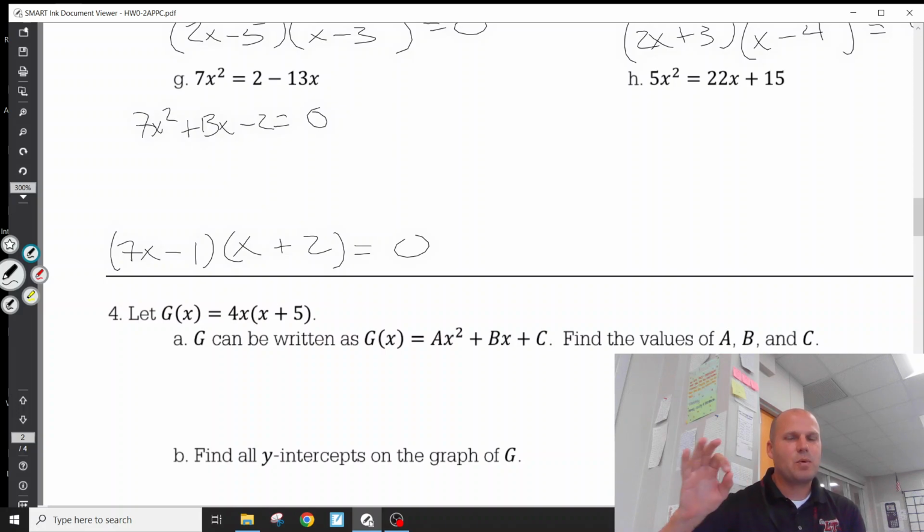This took probably less time than the Xbox method. If you did the Xbox method, you're going to get 7x minus 1 and x plus 2. Go ahead and try it. Okay? Find the two values that multiply to get negative 14 and add to get 13. Fill in your box. Undo the distribution. From here, we're going to add 1, divide by 7. You get x equals 1/7. From here, you're going to get x equals negative 2.